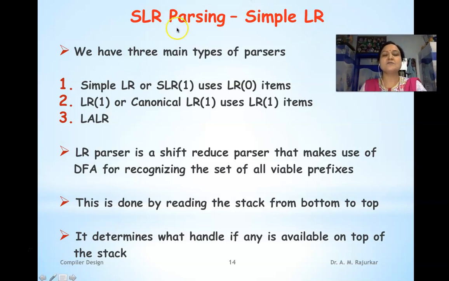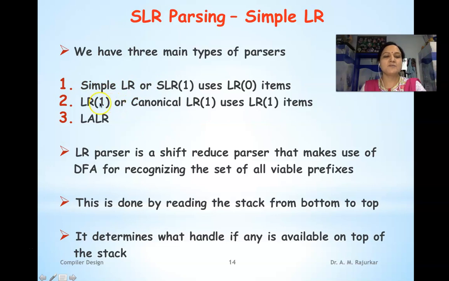So now let's start with the first basic parser, called the simple LR parser. This is called SLR parsing, simple LR parsing, or also SLR1 parsing. This simple LR or SLR uses LR0 items, meaning no lookahead is used in SLR1 parsing. That's why the parser is called an SLR parser or simple LR parser.